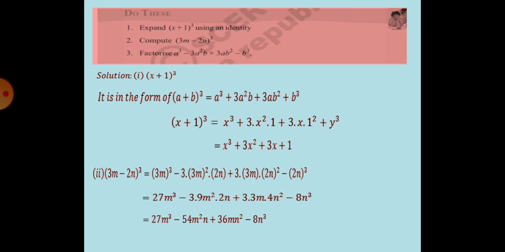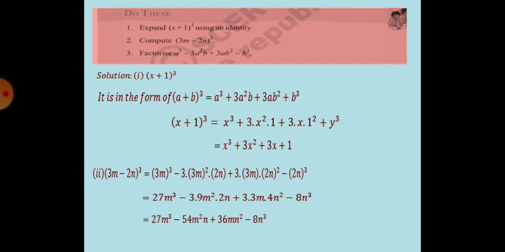Now the second question is in the form of a minus b whole cube. Here we will replace a by 3m and b by 2n. Why we are not replacing by minus 2n? Because the formula itself is a minus b whole cube is equal to a cube minus 3a square b plus 3ab square minus b cube. So a cube means 3m whole cube, minus 3a square b means 3 into 3m square into 2n, plus 3ab square means 3 into 3m into 2n square, minus 2n cube.